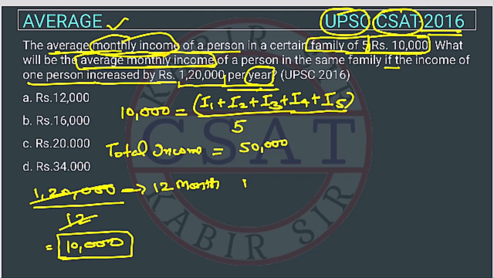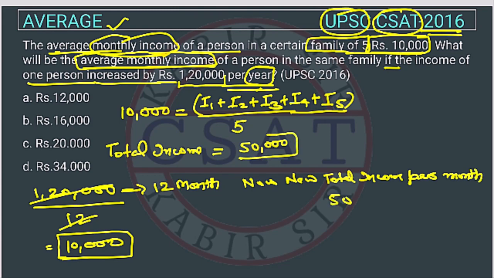So now the new total income per month would be how much? Previously it was 50,000. We have calculated here, right? Plus this is the increment per month, so plus 10,000. So it will be total 60,000.